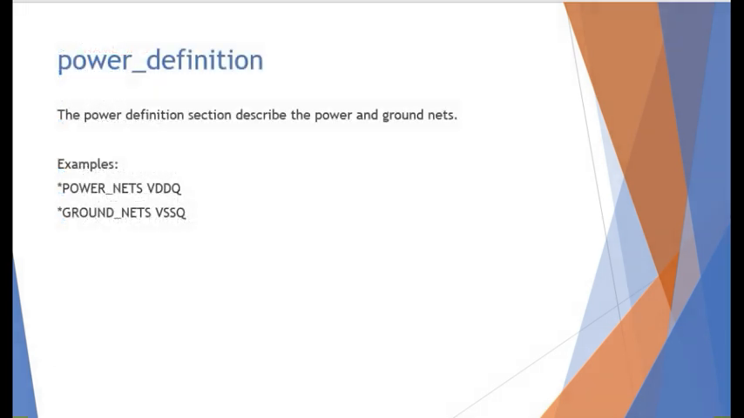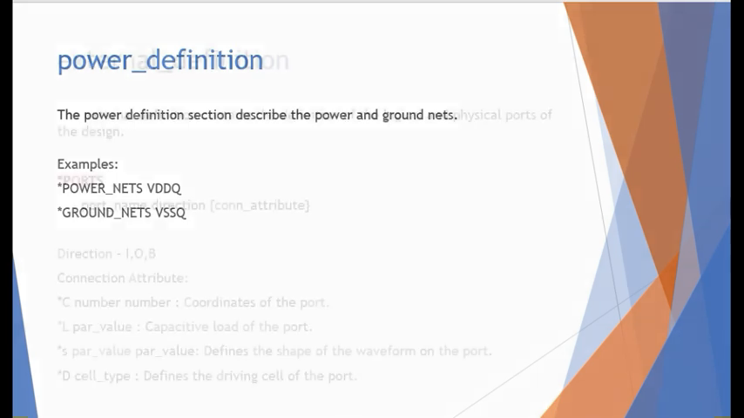Now the next section is a small section, the power definition section, which describes the power and ground nets which are used in the design. So here is an example. VDDQ is a power net and VSSQ is a ground net.